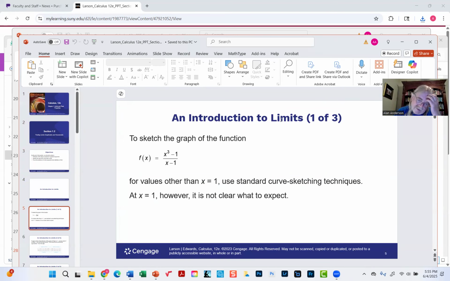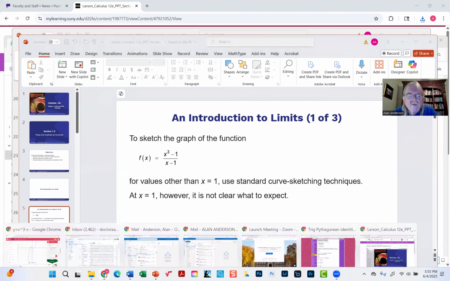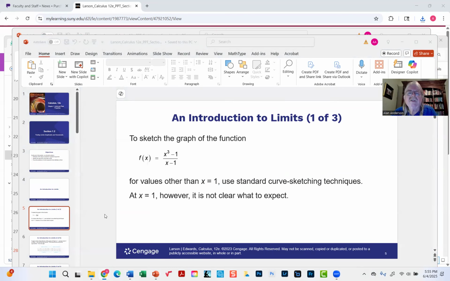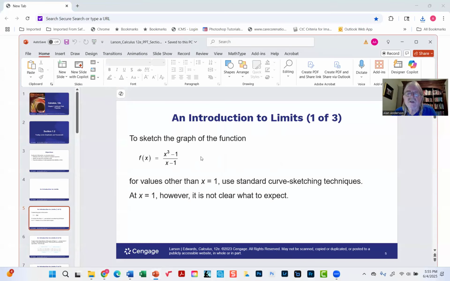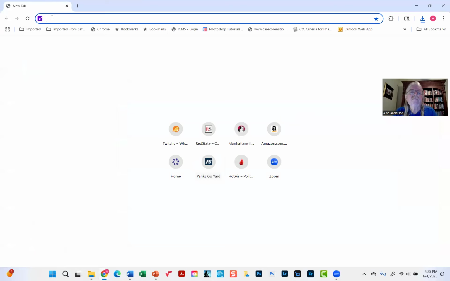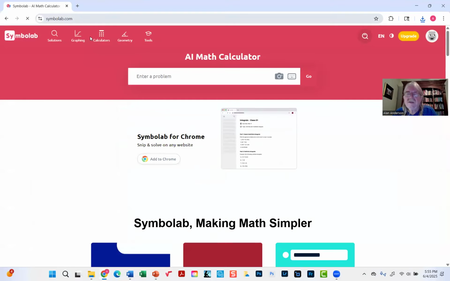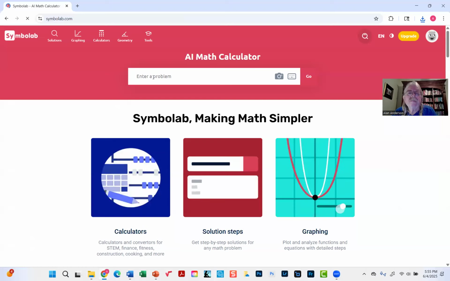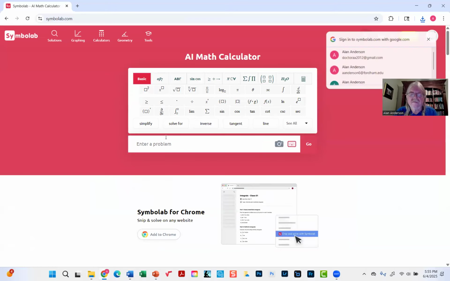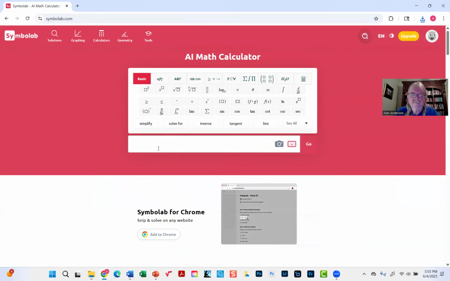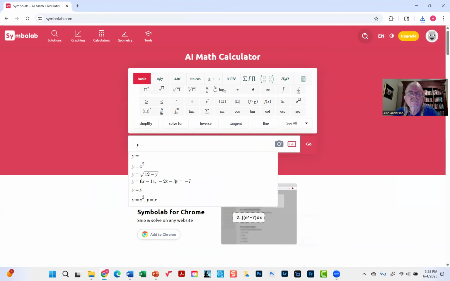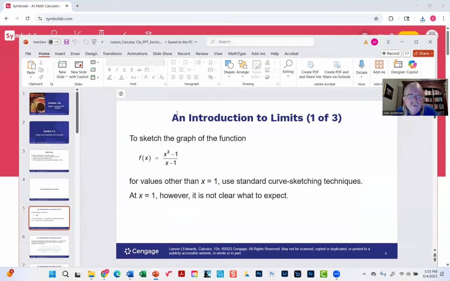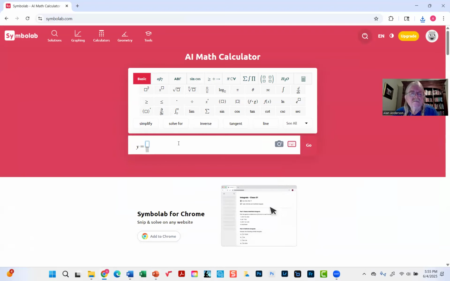Now, here's a function. By the way, for something like this, let's go look at Symbolab before we go any further. Let's see what this is all about. You can clearly see, because you have x minus 1 in the denominator, that we may not let x equal 1. The domain does not include x equals 1, because otherwise it would be divided by 0. All right, so what do we have here? x cubed minus 1 over x minus 1.